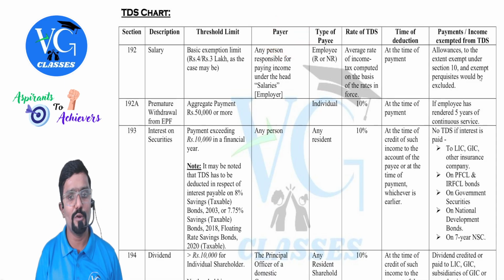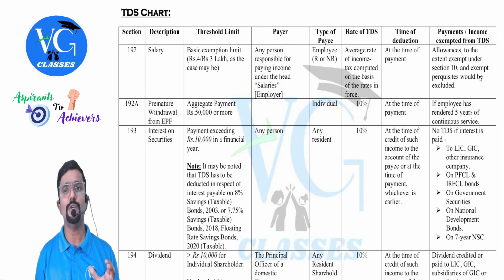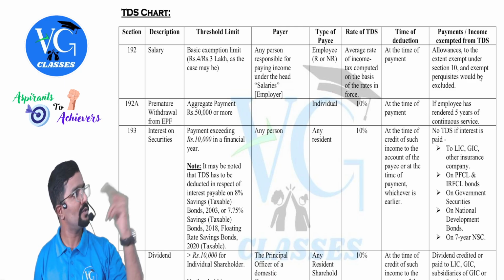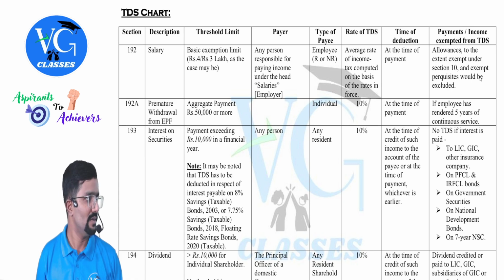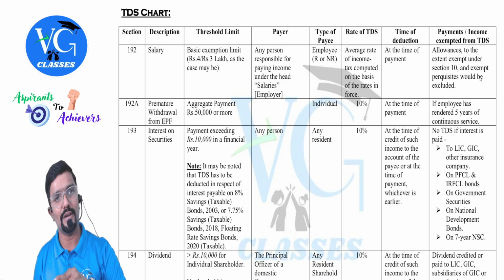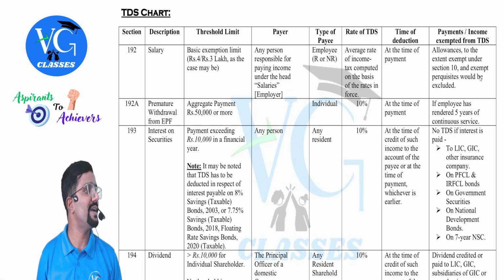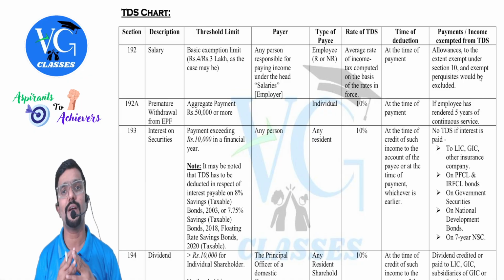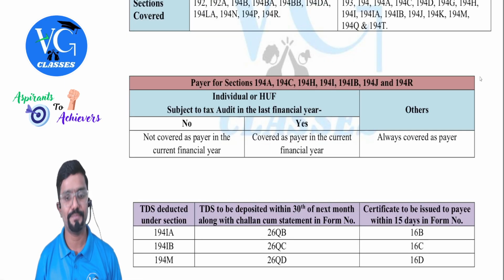For a few sections, they have said payer means any person. But in a few sections, they have said payer means any person other than an individual or HUF who was not subject to tax audit last year. That means an individual or HUF is covered only if they were subject to tax audit last year. If they were not subject to tax audit last year, are they covered as payer in the current year? No. That is what I am trying to explain here.